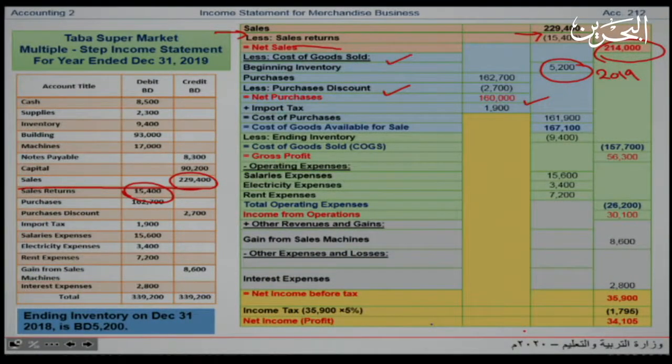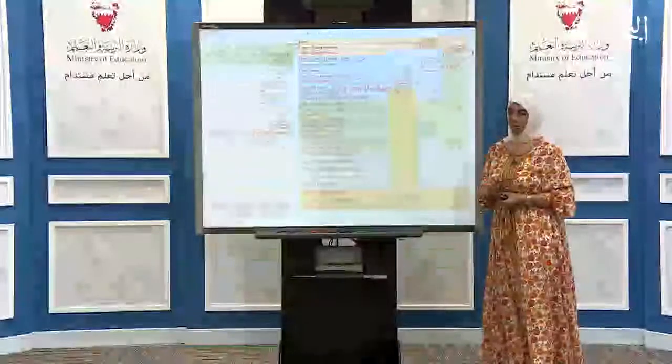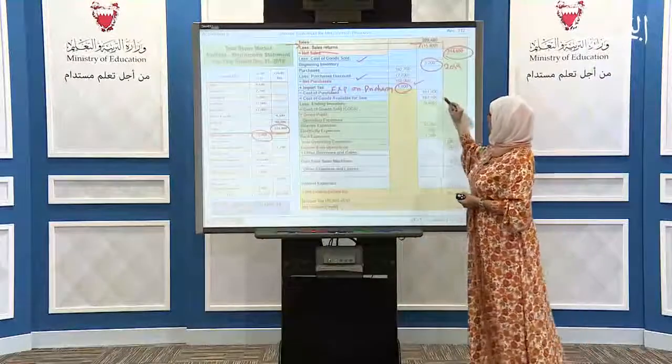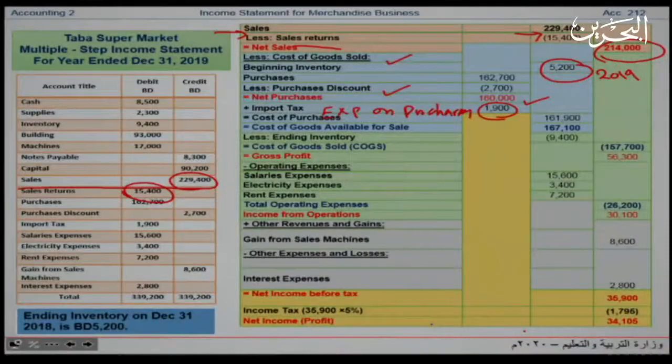Then I will add the expense on purchase, which is the import tax with a figure of 1,800. So then I will get the cost of purchase with a figure of 161,900. If I want to get the cost of goods available for sale, I should take the opening inventory and add it to the cost of purchase. Then I will get the cost of goods available for sale.